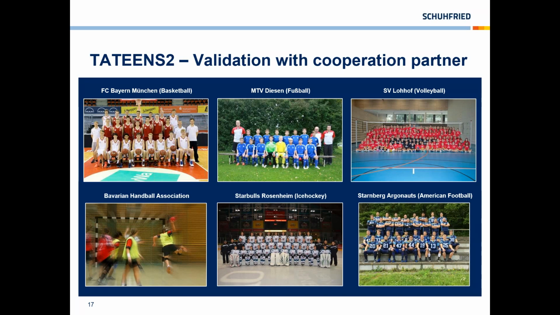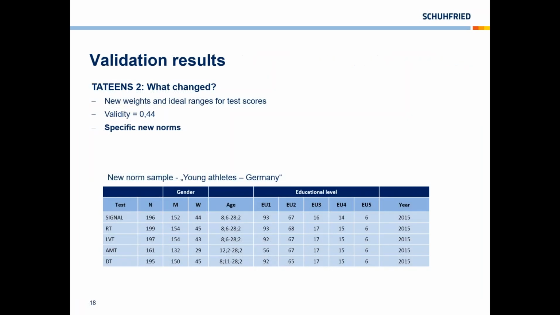So the new TR Teens test set is therefore validated with different sport areas, and we adjusted weights and ideal ranges of the fit scores. This is something that wasn't really convenient in the old TR Teens. There's some really strange things about ideal ranges there. We skipped that and did it all new with a proper validation behind it. And validity was great. 0.44. We found high validity for this test set, and so it is really good and able to predict talent in young athletes.